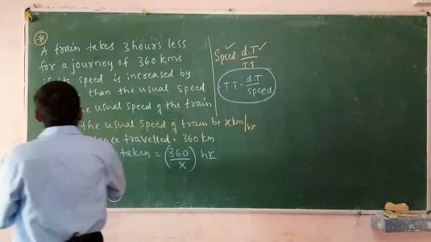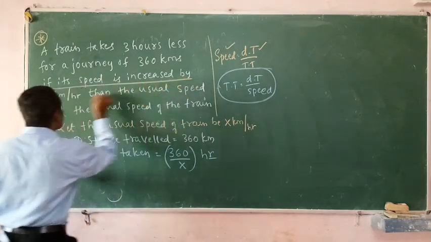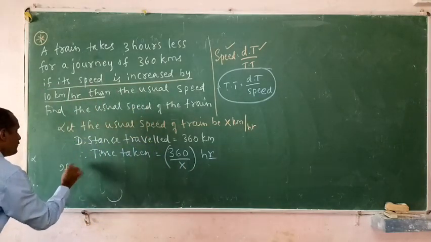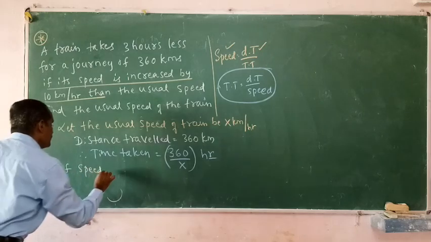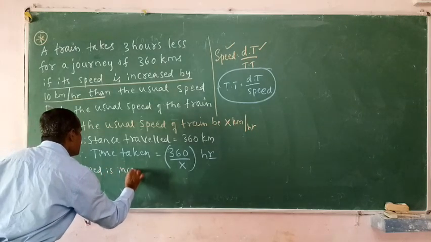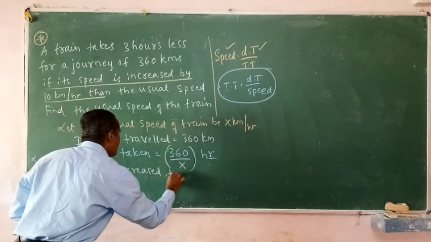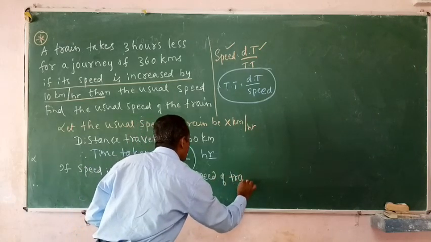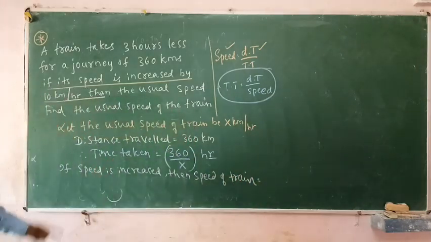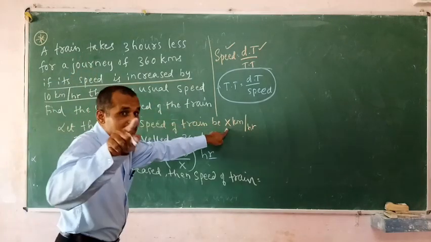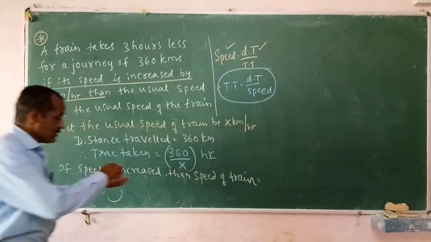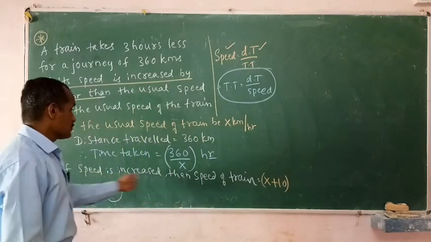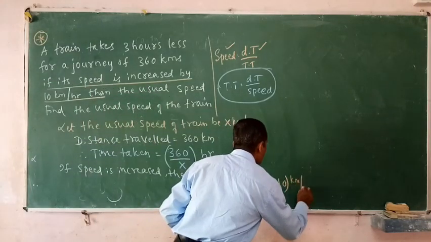Now what happens? On a particular day the speed is increased by 10 kilometers per hour. I will start now. If the speed is increased, then the speed of the train is, regularly it is going with x. Now it is increased by 10, so it is x plus 10. That is the speed of the train, in kilometers per hour.